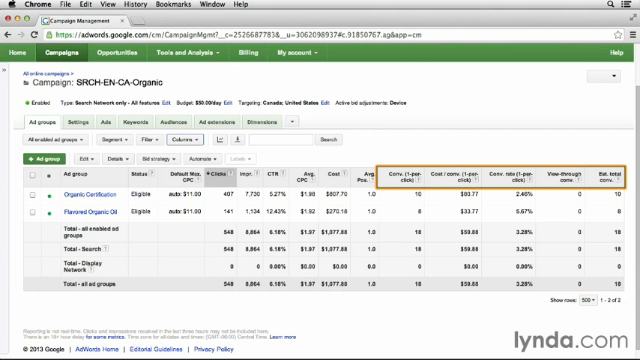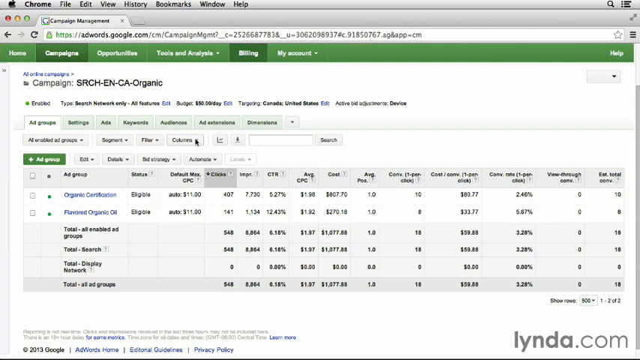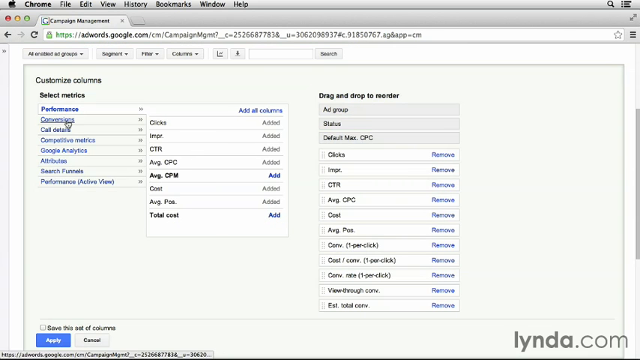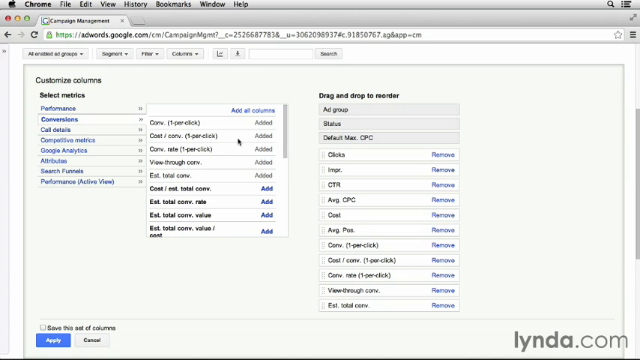Now that we have conversion tracking enabled, these columns become available in the Customize Columns area, and you can see that we've added them. You'll see a number of metrics in this list, but let's walk through some important points. First, you'll notice that the ones we've added have a 1 per click designation. This means that the conversions will only be counted once for each click on your ads.